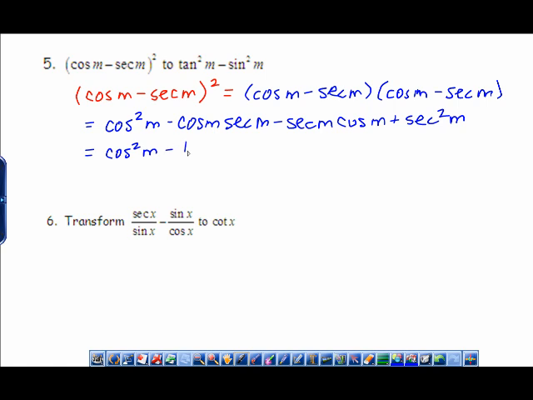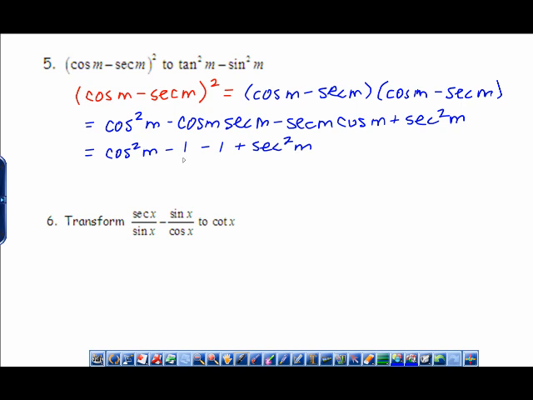That was our reciprocal identities from the first page. Then I have another minus 1. Then I have plus secant squared m. Alright, still, it seems like I'm pretty far away from my answer. However, I know that I can do some substitutions. I can turn this into minus 2 here.